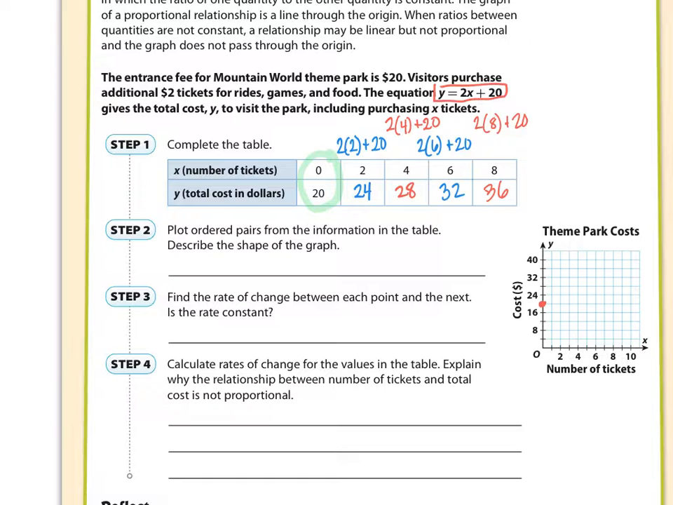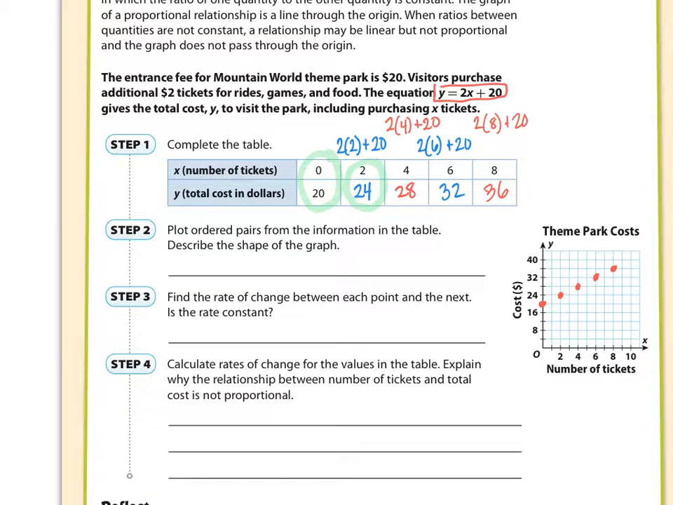Then my next one is going to be (2, 24), right? 2 tickets means there's a total cost of $24. So it's going to be 2 tickets, $24. And then I'm going to go ahead and do the rest without circling what is in the table. So (4, 28). Then we got (6, 32). I'm just naming off the table of values on the top there. And then (8, 36) is our last point.